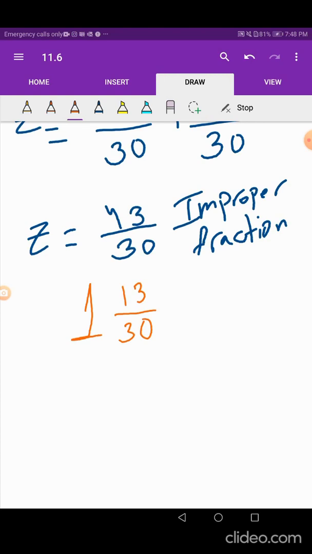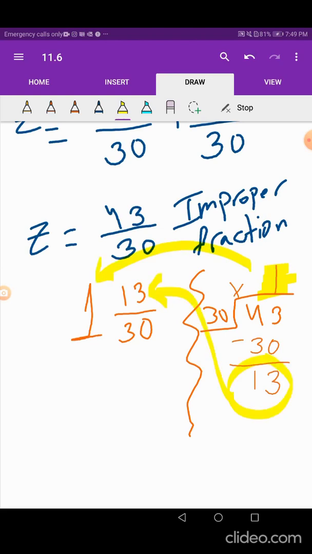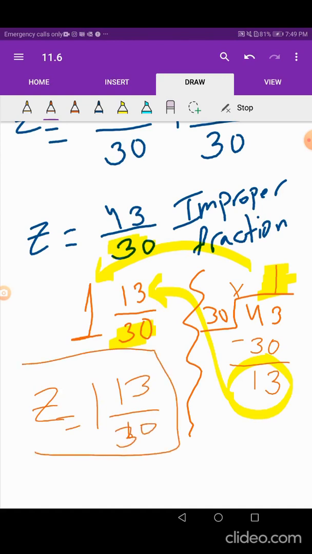If it's hard for you to do it like this, you can use long division. 43 divided by 30. How many 30s in 43? We have only one. 1 times 30 is 30. Then you subtract. 43 minus 30 is 13. So I take this 1 and put it as a whole number and the remainder in the numerator, and you keep the denominator as it is. So z equals 1 whole and 13 over 30. And that's it.